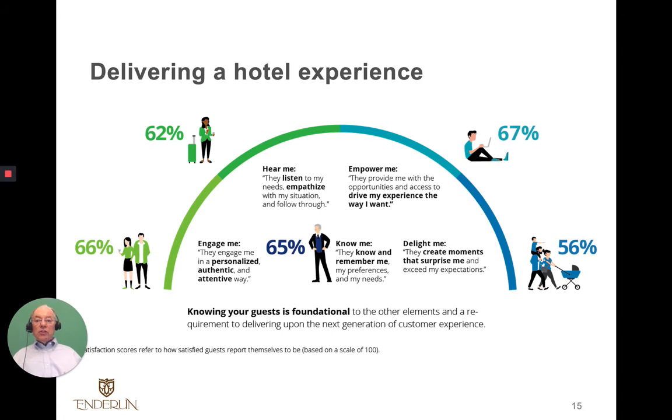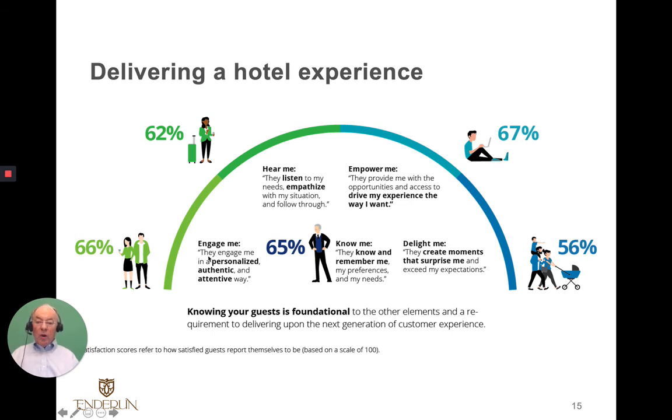And what this shows you here is how well we're doing in the hotel industry on various criteria within your generation. So, for example, if you look at the know me aspect, which is right in the center, 65%. Know me means you know and remember their preferences and needs. That's important. And they found that if you do that, the frequency increases by 13% in terms of the potential of getting that customer.